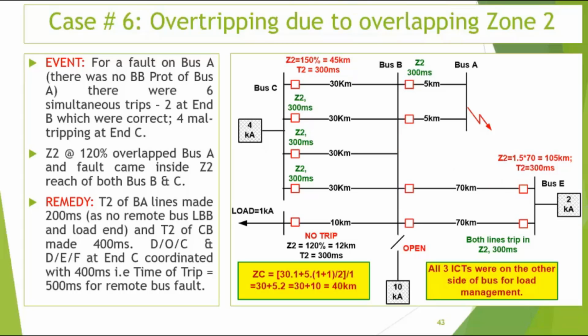The main thing is that the thing happened because there was some work going on. And what happened? This bus section isolator was open, and the majority of the fault current contributor, which would have led to increment of this impedance, so that this relay doesn't operate, that did not happen that day. All 3 ICTs were on the other side of the bus for load management. Something was going on, some shutdown on some PT. I've forgotten exactly. But the main thing is this would have covered.